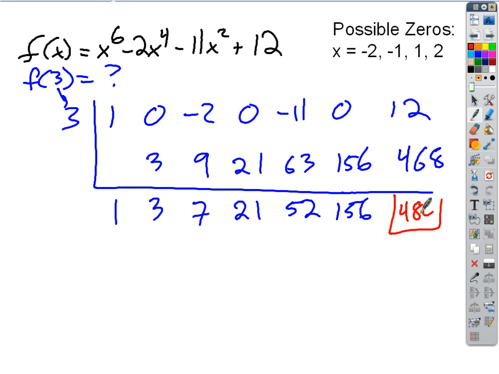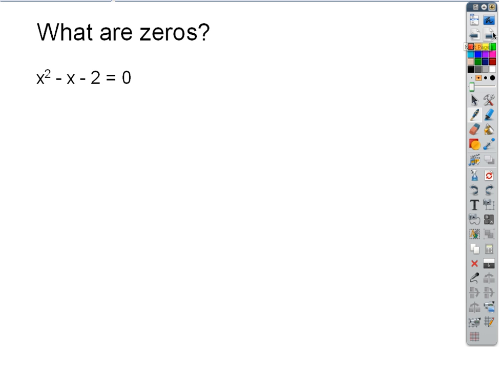Okay? Yeah. Now, what does it mean? What does it mean to be the 0 of a function? What's it mean to be the 0 of a function? So, for example, let's take this function. We've got, how about f of x equals x squared minus x minus 2. If I want to find the zeros of the function, what am I doing? Those are the x values that do what?